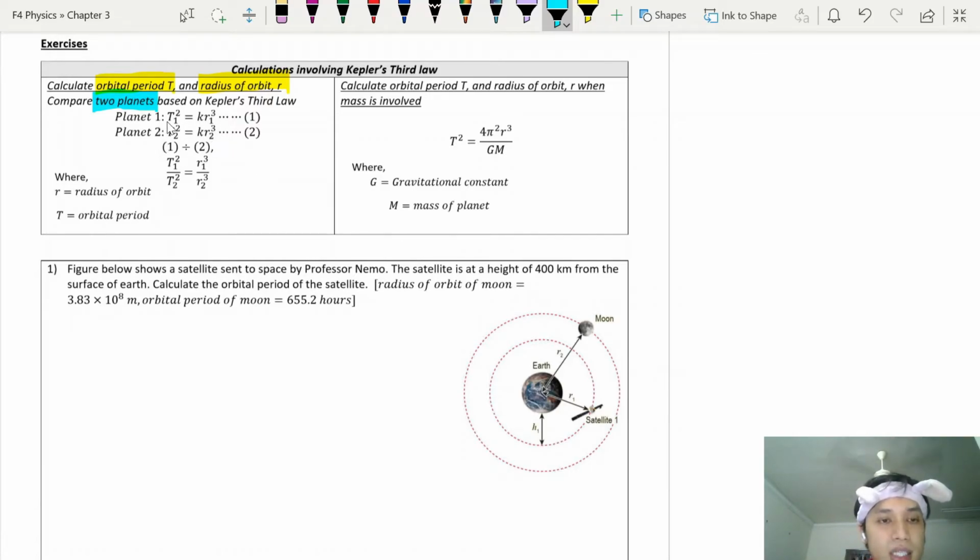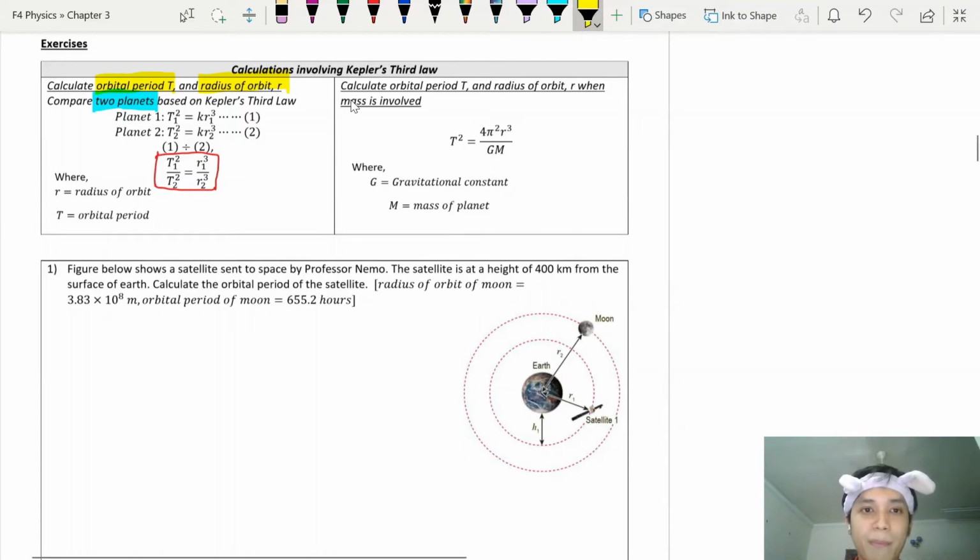So basically, if you substitute into this formula here, meaning this fraction, T1 squared over T2 squared equals R1 cubed over R2 cubed. Basically the orbital period and the radius of the first planet divided by the second planet. This is if they give me the information for two planets, then I use this formula to calculate. If in the question they mention about mass, then immediately you use this formula to calculate.